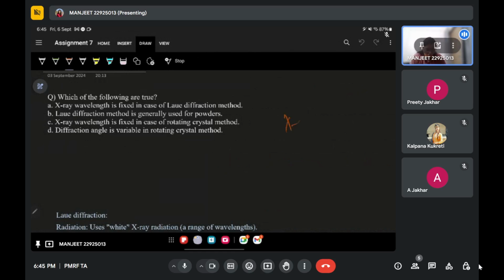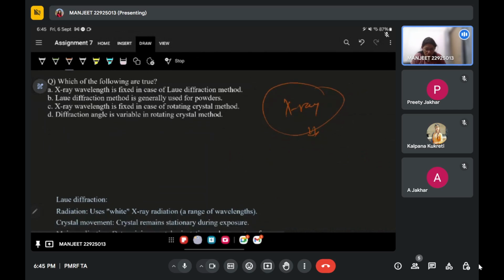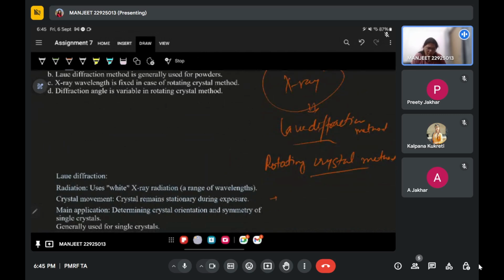So you all know that we have X-rays, and we have different methods for getting the diffraction. Here it is asked about the Laue diffraction method and the rotating crystal method. We will discuss these one by one first, and then come to this question. Also we have the single powder method, which we also call powder X-ray.